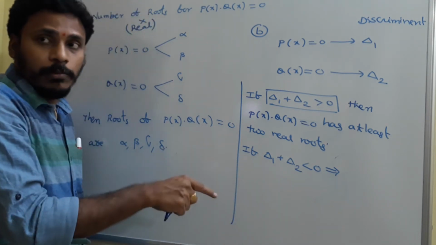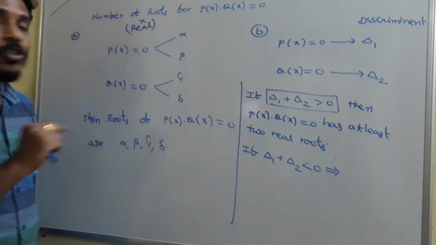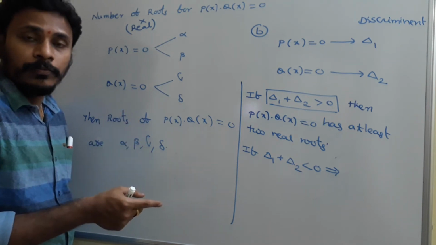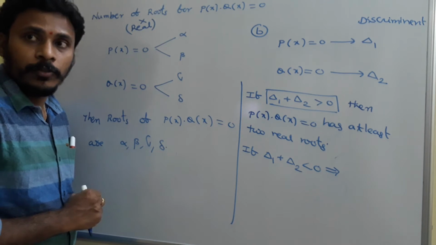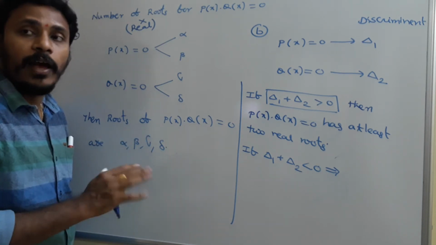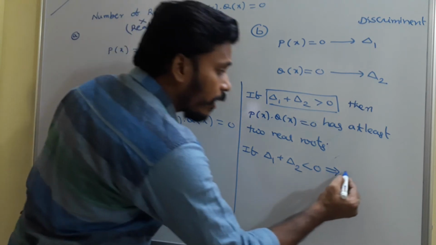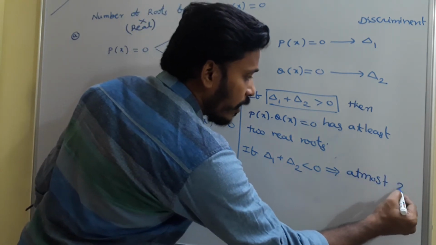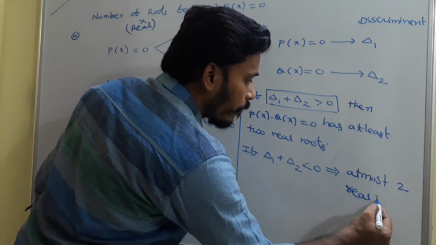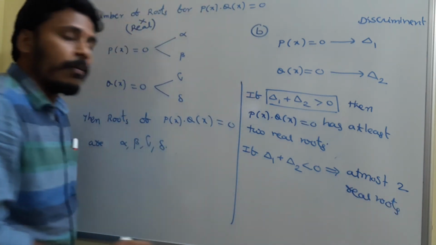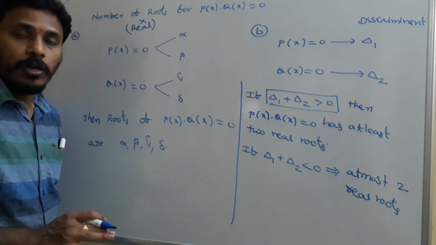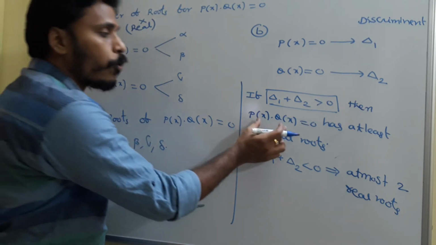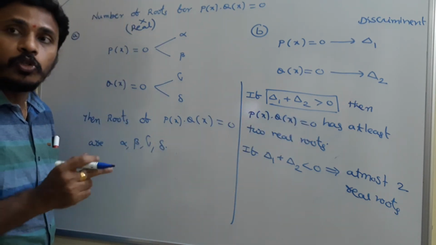Both negative is acceptable. One positive and one negative is also acceptable. So, if one is positive and one is negative, it may have two real roots. If both are negative, it won't have real roots. In the sense, at most two real roots. We don't know how many roots there are, but we say at most two real roots. Sometimes it has two real roots, sometimes zero real roots. That's why if delta 1 plus delta 2 is less than 0, we say that this product equal to 0 has at most two real roots.